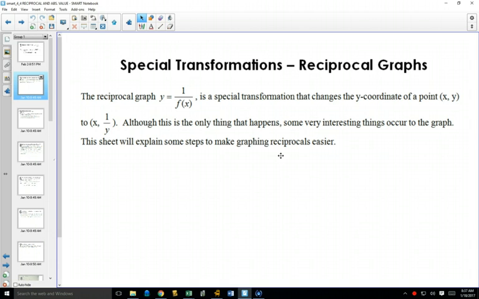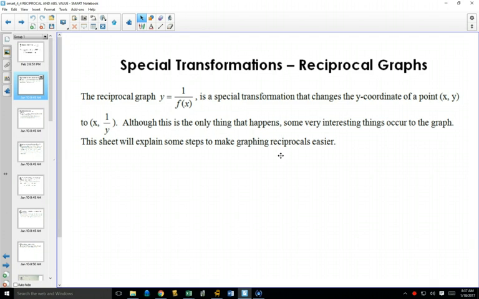So it's a special transformation. It's a reciprocal graph. Some special transformations we've already done. We've done square roots of graphs. We did that in chapter 2. And so this is looking at what happens when you know how to graph the original function, which is on the bottom. How can you graph 1 over that function?